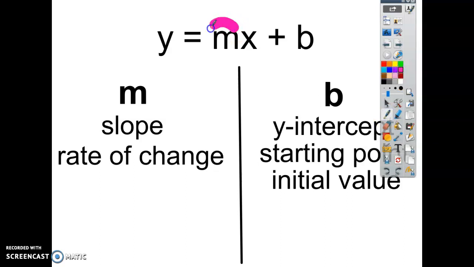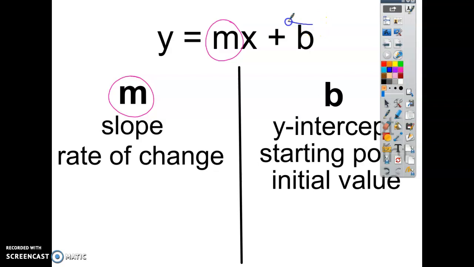M is the slope. It is the number in front of the x. If it has a letter with it, that's the slope. It's also called the rate of change.